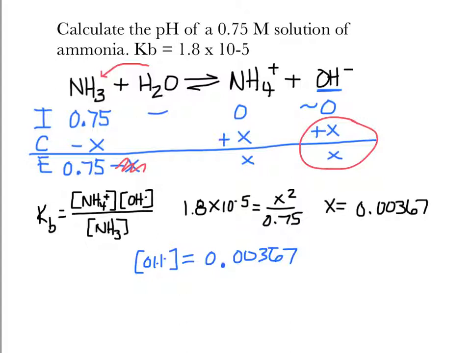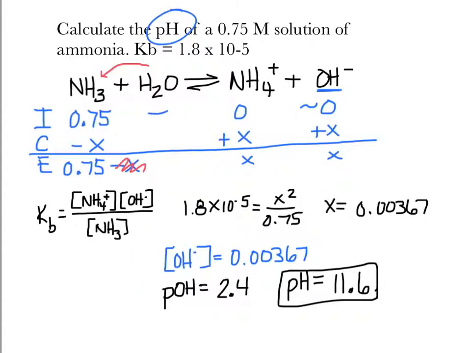And they want to know the pH. You have a couple of ways to do this. You can solve for the hydronium ion concentration and find pH that way. Or my favorite way is to find the pOH, subtract that from 14 to get the pH. So pause the video now, take a moment, and see if you can calculate the correct pH. So when it's all said and done, you get a pH of 11.6.